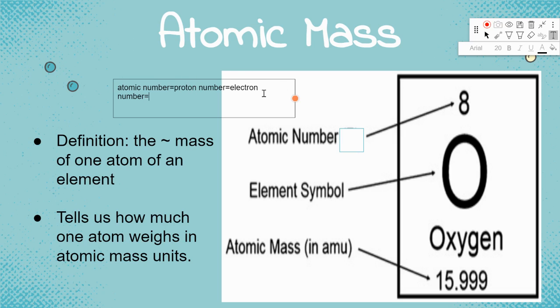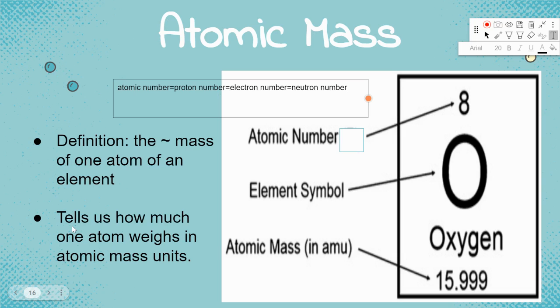And in most cases, except for the case of isotopes, which we saw earlier, it's usually also going to be the neutron number, right? So all these things mean the same. They tell you all the same thing, right? The atomic number is 8. That means there are 8 protons, there are 8 electrons, and there are 8 neutrons, right?